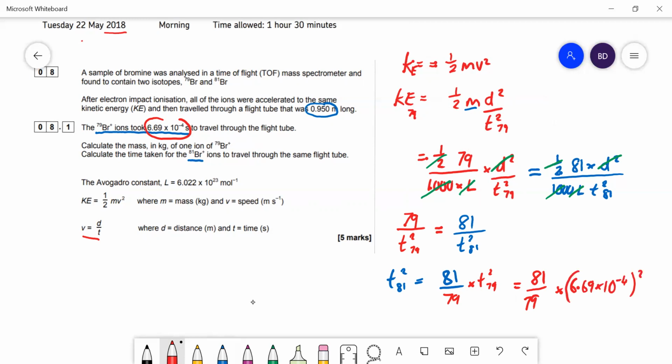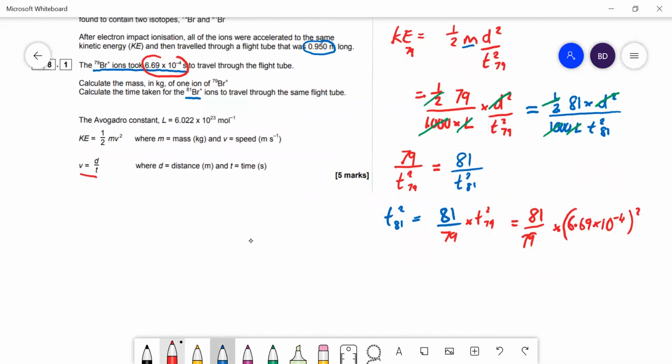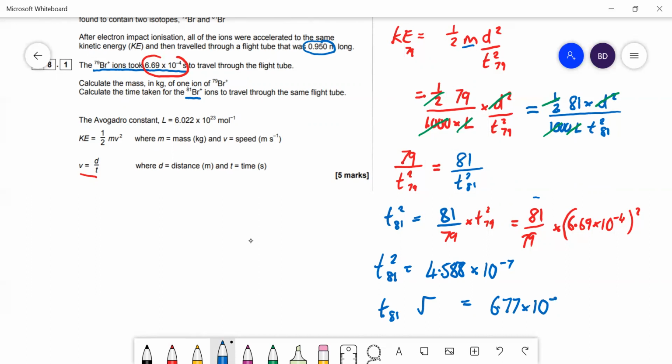Okay, so we then get the time for the 81. Put those numbers into the calculator, and we get for that 4.588 times 10 to the minus 7. Square root that to get the time for the 81. That is equal to 6.77 times 10 to the minus 4 seconds.